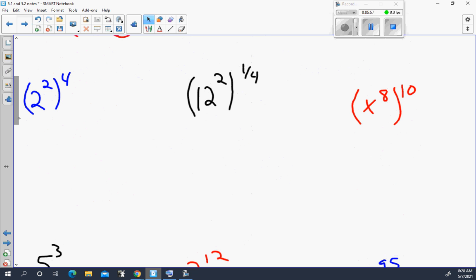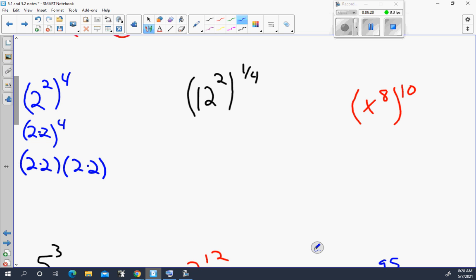Right, now we have something a little different. Now we have 2 squared in parentheses, and that whole parentheses is to the fourth power. So it's really like saying 2 times 2, that's what's in parentheses, to the fourth power. Well, really that's 2 times 2, that's 1, right? 2 times 2, that's 2. 2 times 2, that's 3. 2 times 2, that's 4. Well, how many 2's do I have? 1, 2, 3, 4, 5, 6, 7, 8. 2 to the 8th power.